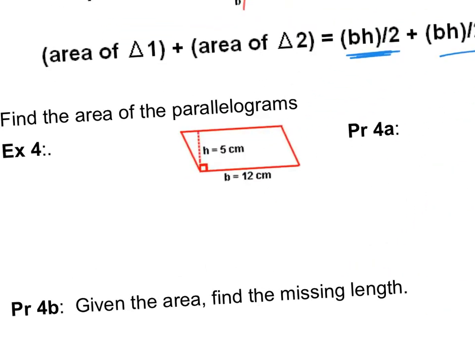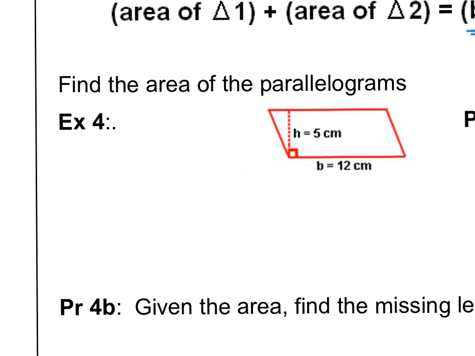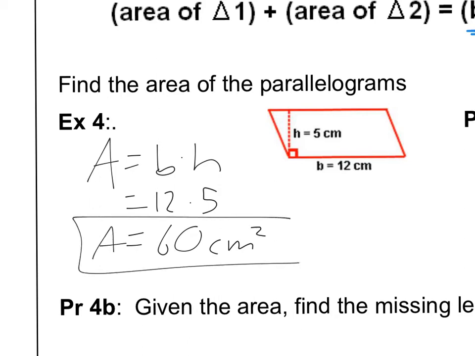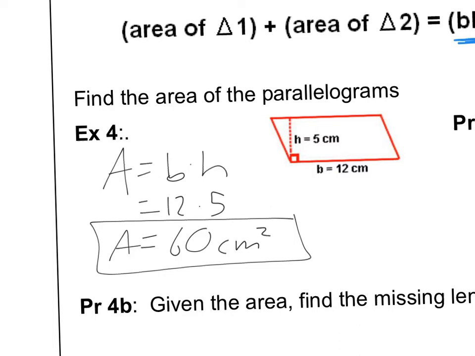Let's go to example number 4. Find the area of the parallelograms. Literally all we're doing is multiplying here, guys. It's really that easy. So area equals base times height. Base is 12. 12 times 5 is 60. So the answer here is 60 centimeters, but now we're talking about area, so it's squared. That's it. I know, real tough, right?